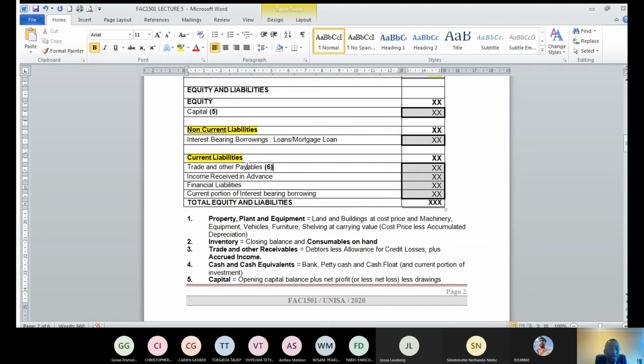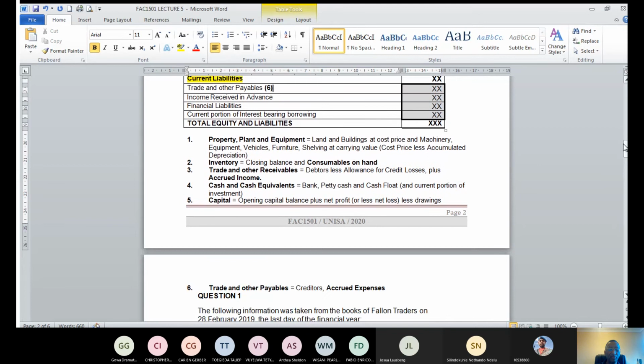Your current liabilities will consist of three or four sections. We first of all will have trade and other payables, and that we will explain by note number 6. Trade and other payables under note number 6 will consist of your trade creditors or your trade payables plus any accrued expenses.